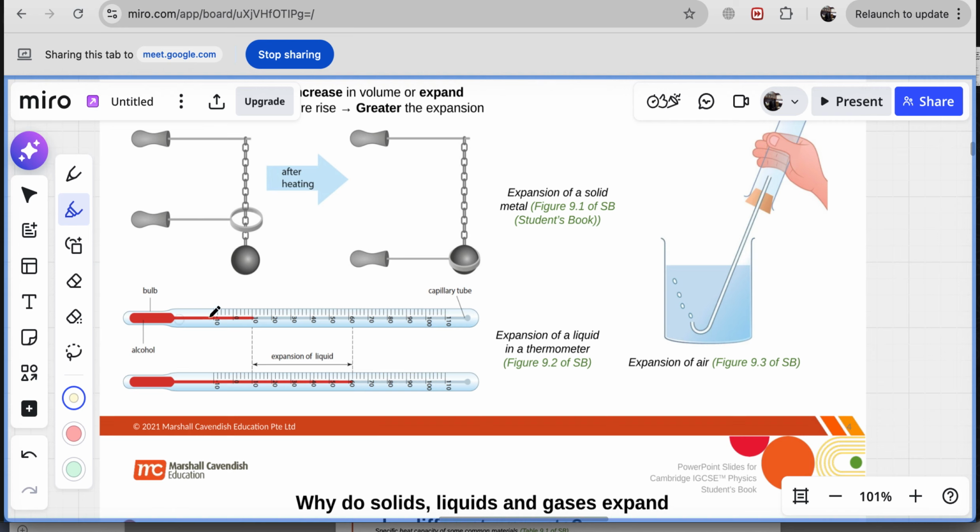Let's take a look at the liquid-in-glass thermometer. Let's say we're using alcohol as the thermometric liquid in this thermometer. This is a thermometer.